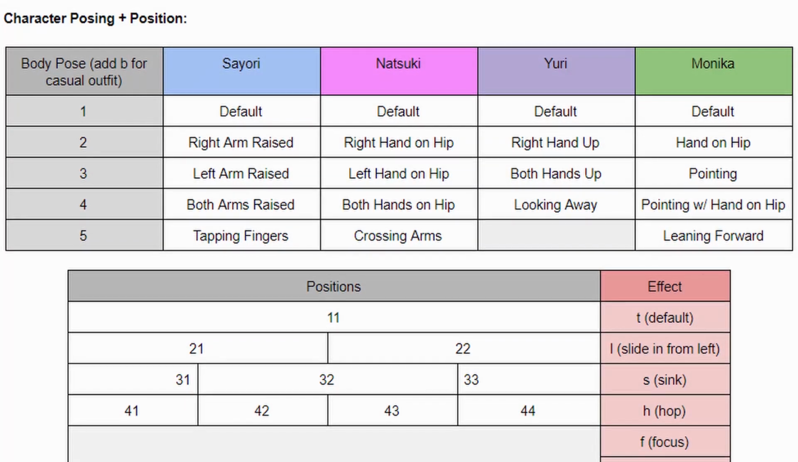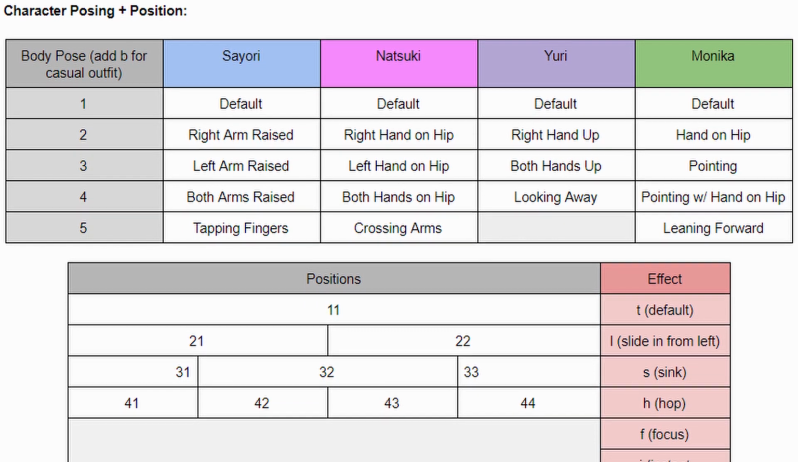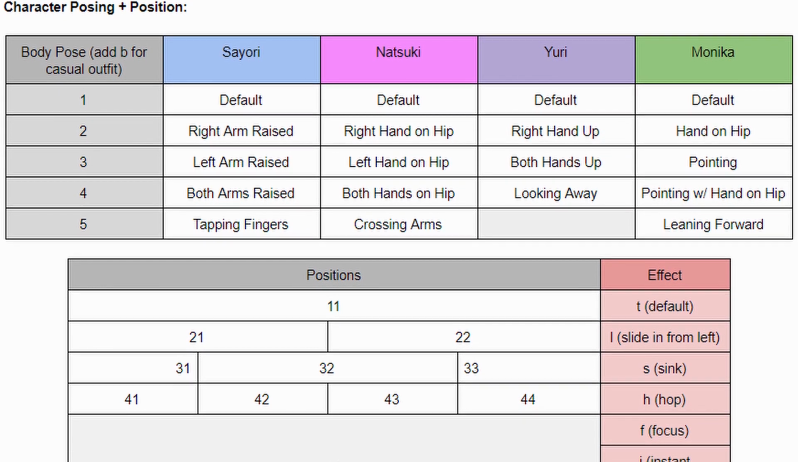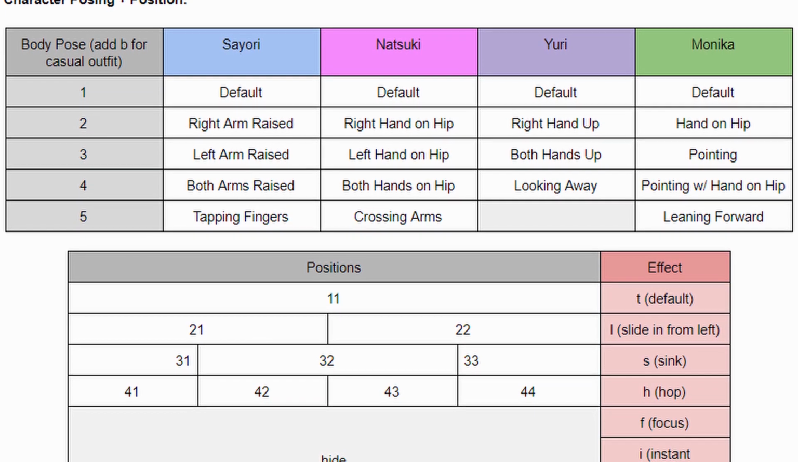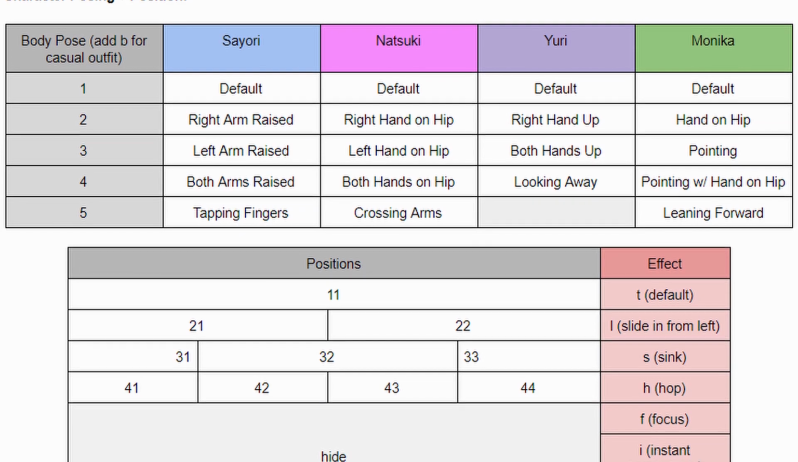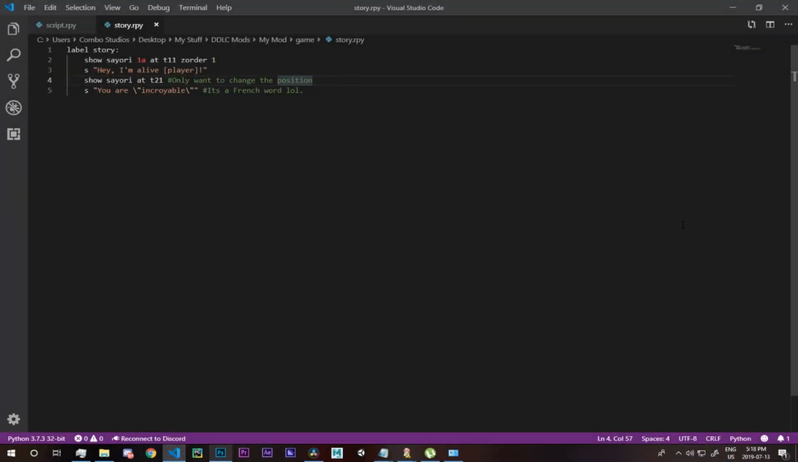Oh, right, what are the expressions and positions? I call them expressions, but they're actually images. The number is a pose and the letter is an expression. There's a great cheat sheet for this available in the description. The positions are also on the cheat sheet. The letter of the position says how the character will appear. The letters can also be found on the cheat sheet as well.